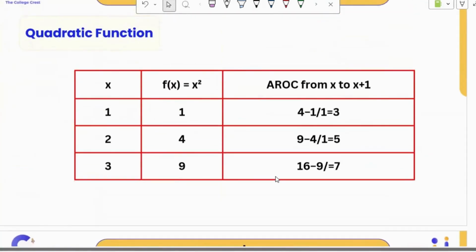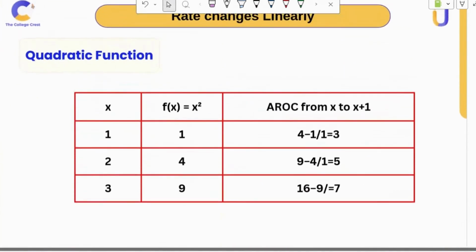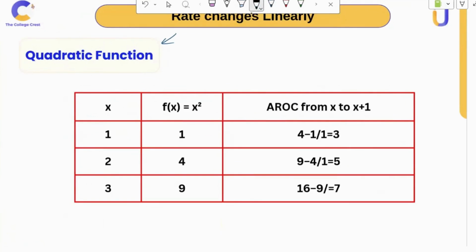So the rate changes linearly. I have explained this. Why this statement is, we are telling the rate changes linearly in a quadratic function. How? So x is 1, 2, 3. This is a quadratic function, f of x is this.